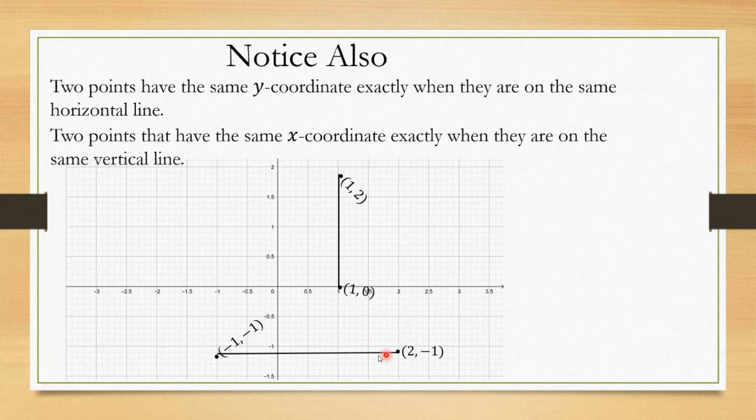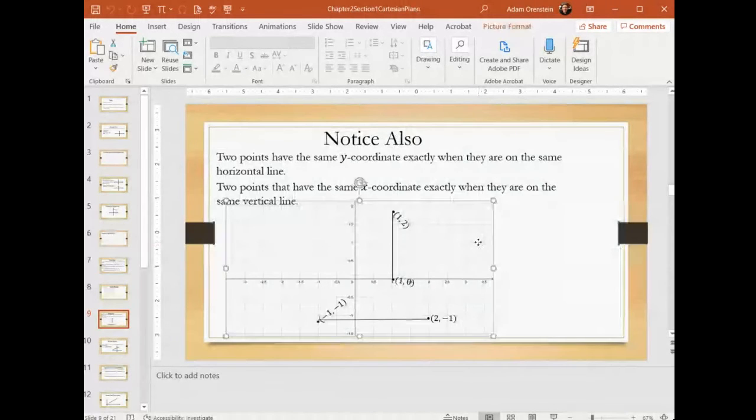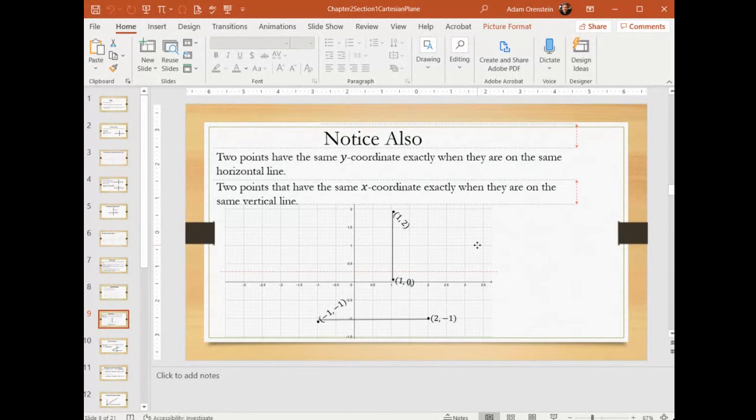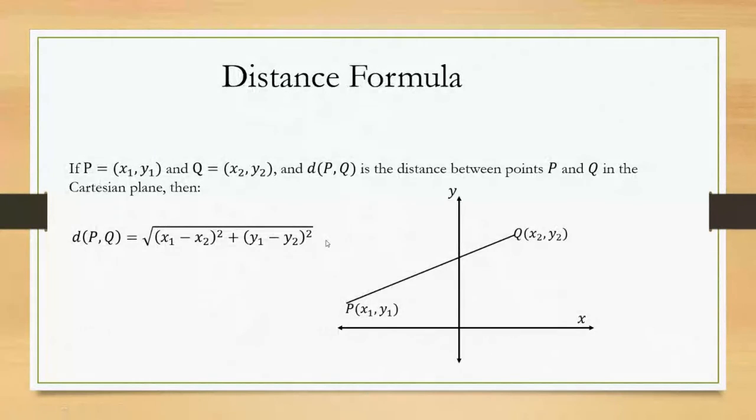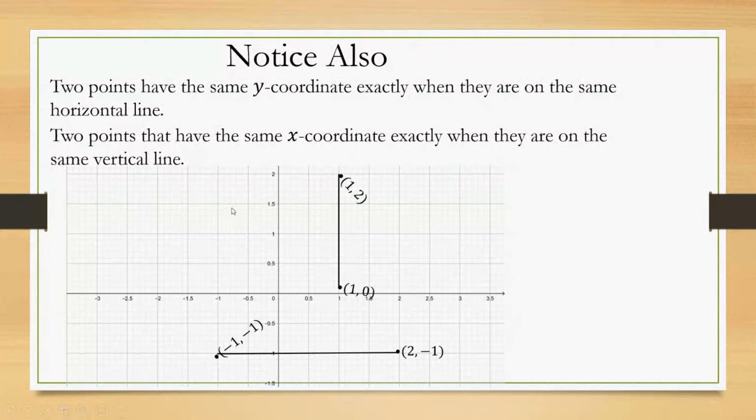As you can see, although let me see if I can fix that. The pattern's a little bit off. Okay, I think that's a little bit better. The picture was a little bit off, but hopefully you can still see what I'm trying to say, that 2 points have the same y coordinate exactly when they're on the same horizontal line. Their y coordinates are the same.